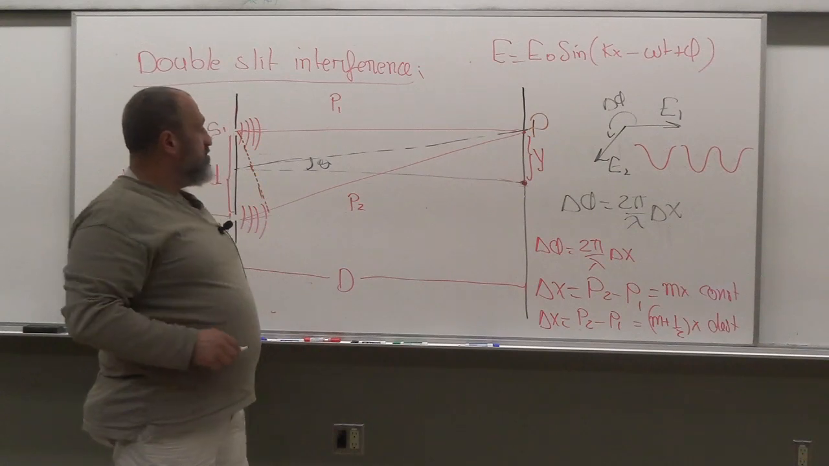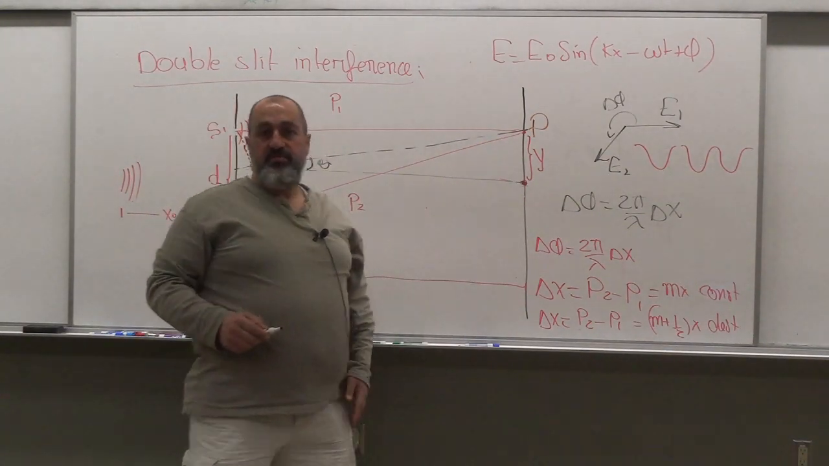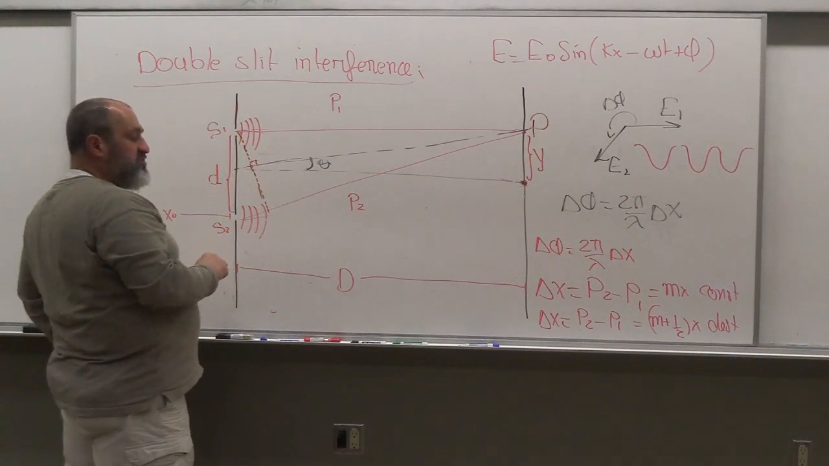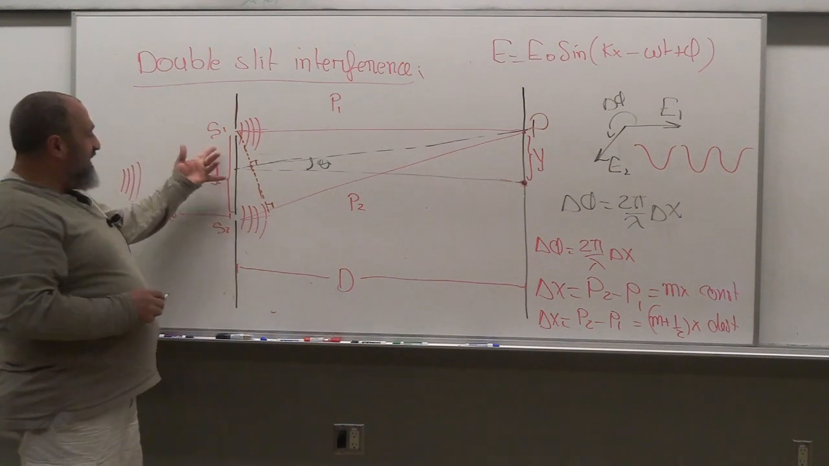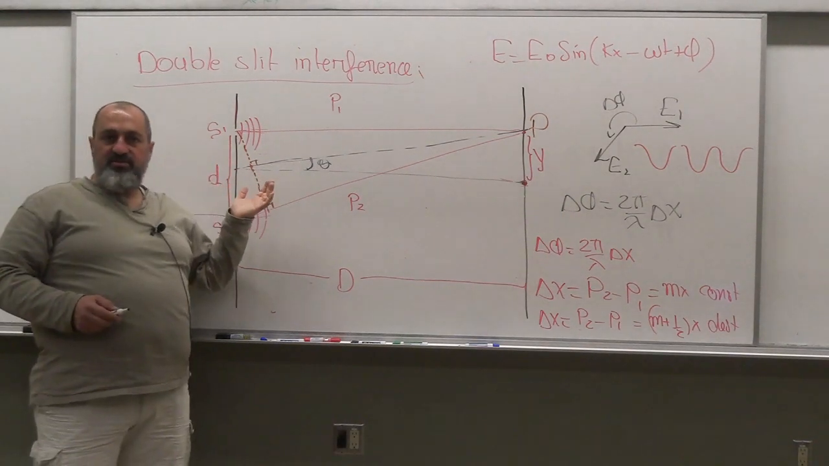Don't get mixed up with P1, P2. P1 is path 1, P2 is path 2, and P is the point P. So what you do is you drop down a perpendicular here, and because of small angles, what's interesting now is that this will be perpendicular here. Now, the slit, we're talking about what? Micrometers. Slit width is measured in micrometers usually.